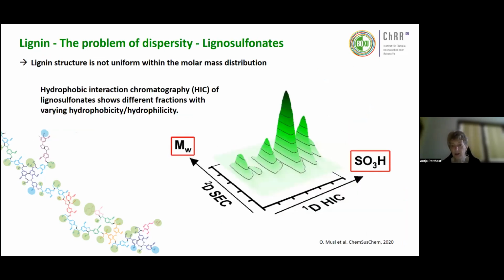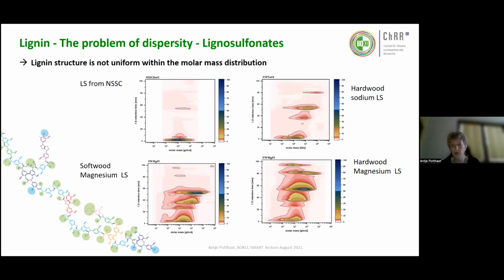And then, a last thing, a development we just started, is to apply a two-dimensional separation. Of course, you can also put a mass detection on it all the time. What we applied was hydrophobic interaction chromatography, so-called HIC, in the first dimension, followed by size exclusion chromatography in the second dimension. This is applied at the moment only to lignosulfonates because of the solubility. With that we can separate according to hydrophilicity and molar mass. And you see here that there are really distinct fractions in a lignosulfonate which are more or less hydrophilic and have sometimes a totally different molar mass distribution.